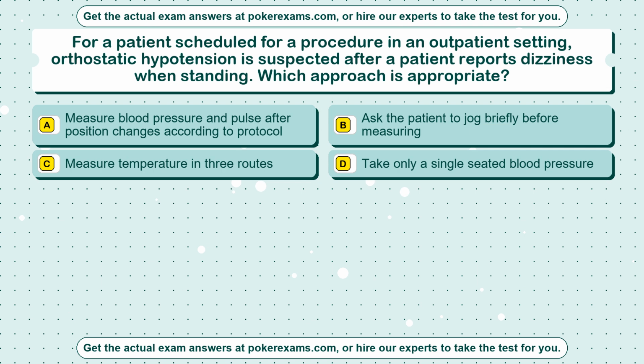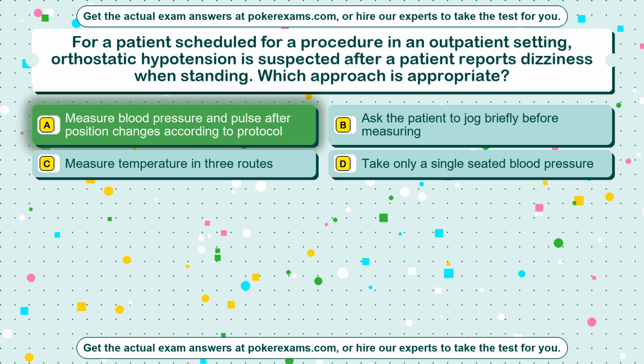Question 4. For a patient scheduled for a procedure in an outpatient setting, orthostatic hypotension is suspected after a patient reports dizziness when standing. Which approach is appropriate? Option A. Measure blood pressure and pulse after position changes according to protocol. Option B. Ask the patient to jog briefly before measuring. Option C. Measure temperature in 3 routes. Option D. Take only a single seated blood pressure.